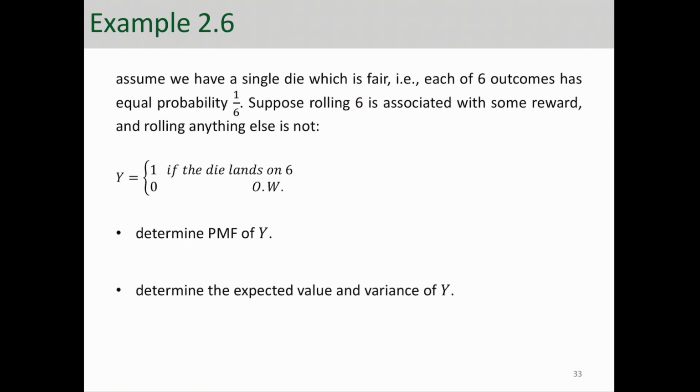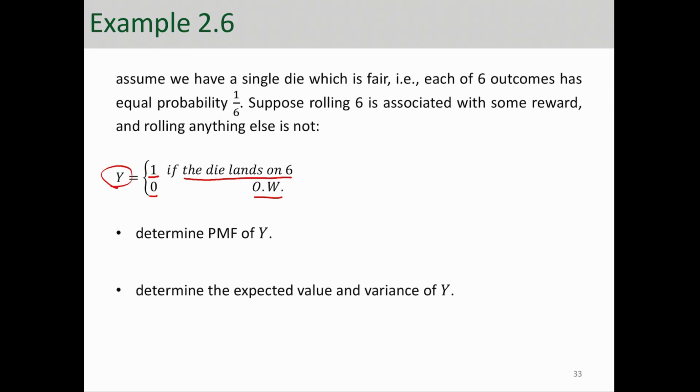This one says, assume we have a single die which is fair. Each of 6 outcomes has equal probability of 1 over 6. Suppose rolling 6 is associated with some kind of reward, and rolling anything else is not. So here you realize that we have that quote-unquote success-failure situation. We have 2 outcomes for this random experiment. The die either lands on 6 or it doesn't otherwise. And the random variable is equal to 1 when it's a success, and it's equal to 0 when it's a failure. Determine probability mass function of y.